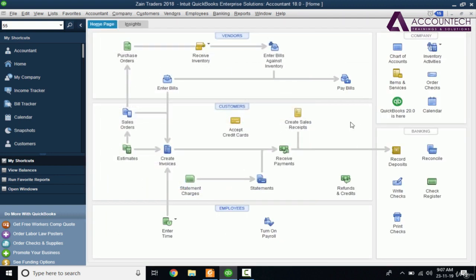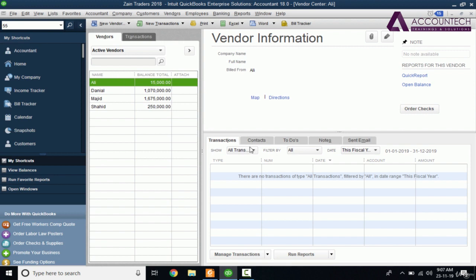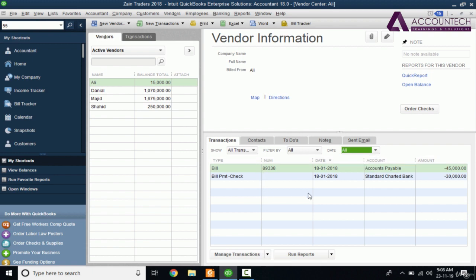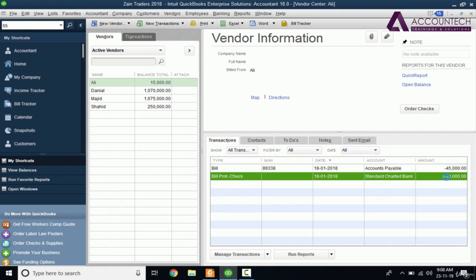Done. To check the journal entry of it, you cannot go to pay bills. You will go to the vendor section, select Ali, and as I click the vendor, I can't see any of the transactions here. That's because I need to change this fiscal year to all. Now I can see 30,000 is the payment.